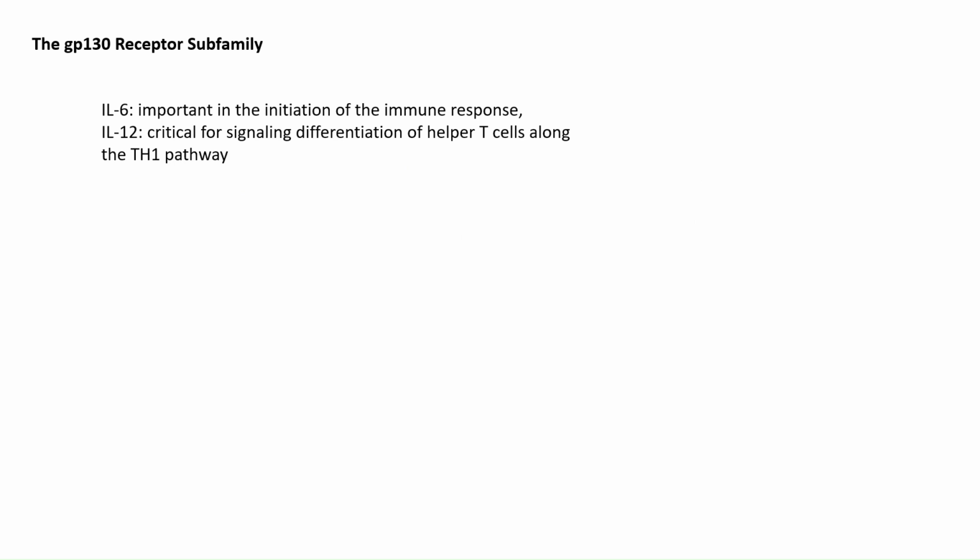Coming to the GP130 receptor family, it has two, interleukin 6 and interleukin 12. Interleukin 6 helps in the initiation and 12 helps in the differentiation of T helper cells. So that's all for this video.